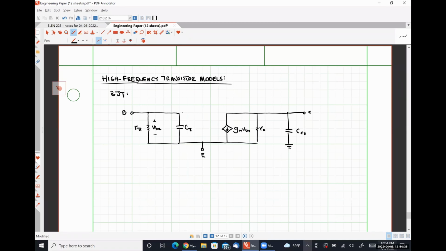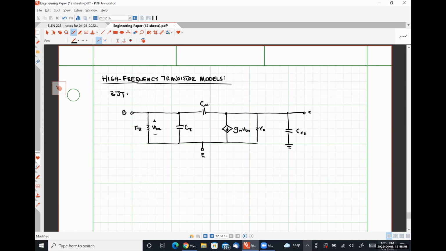And then lastly, we are going to have an internal capacitance which acts as feedback between the base and collector terminals called C mu. So this is what our high frequency transistor model will look like. Okay.